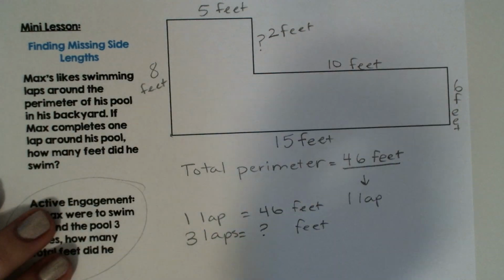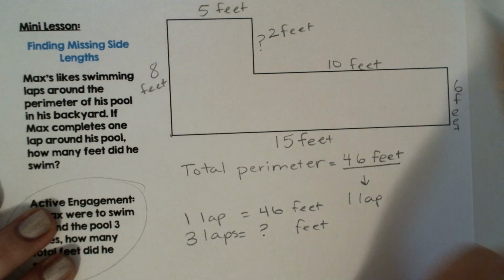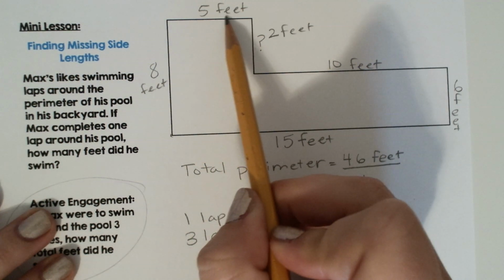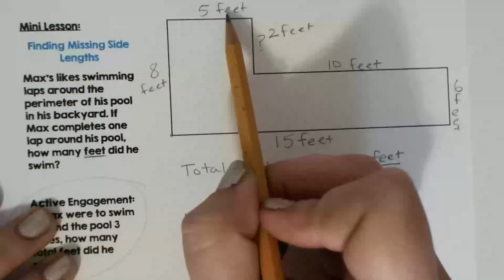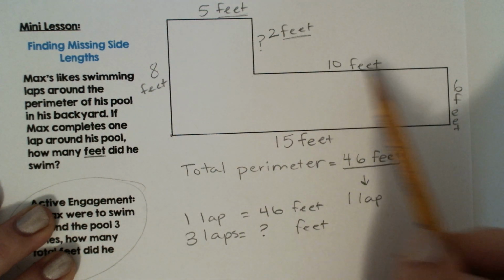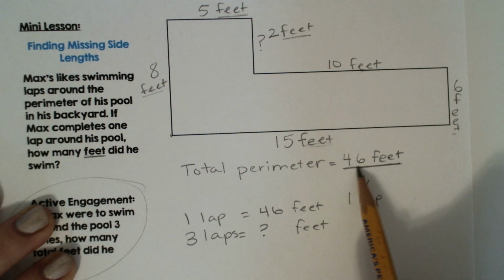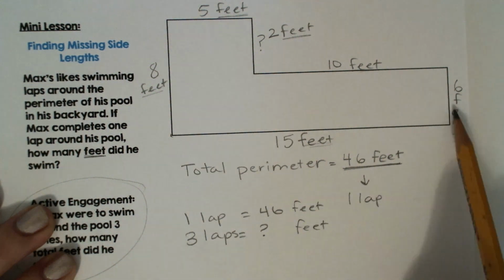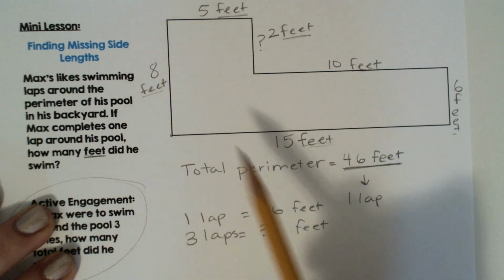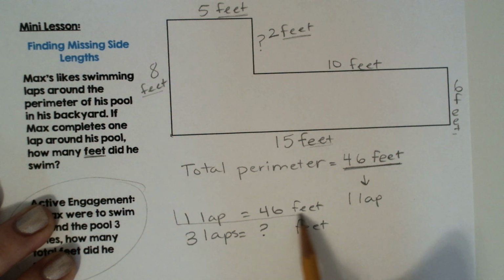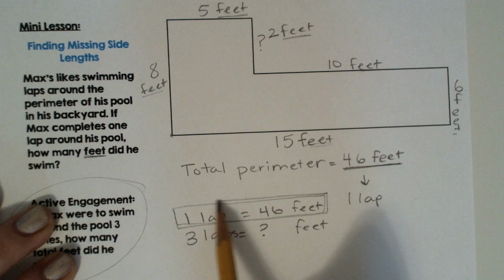So when I was just doing my work, I did not have my unit of measurement labeled. Because the problem asked how many feet, each length is going to be in feet. So we already found the perimeter in feet and how long it is around the swimming pool. That would be one lap around the swimming pool. 46 feet is one lap around the swimming pool.